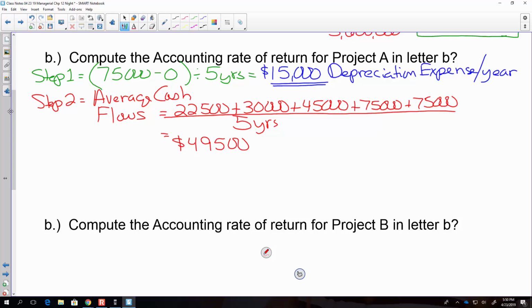Now that's cash flow, right? So this is the accounting rate of return. What do I have to do now? I have to make it a cash number to a profit number, right? So I'm going to have to subtract what? Depreciation. The depreciation. And that gives me 34,500 net income.